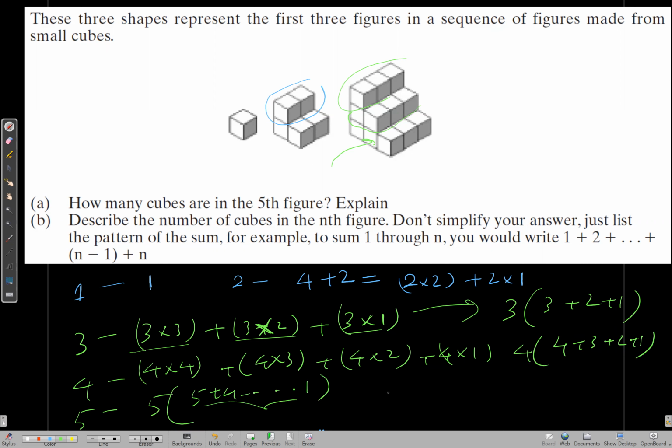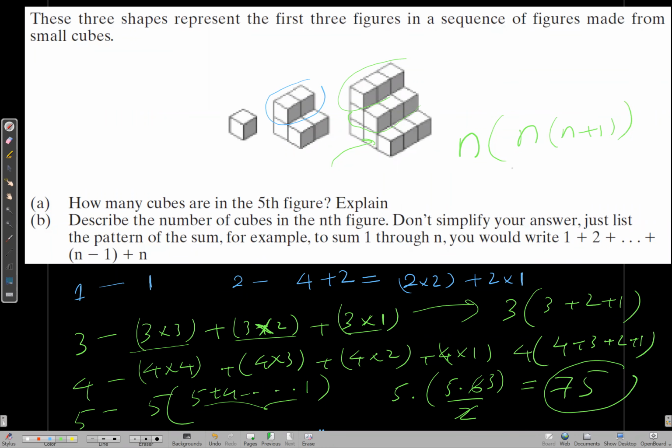And this is n times n plus 1. So 5 times 5 into 6 divided by 2. So I'm getting 75. Now how do I generalize? N into n plus 1 plus 2 plus all the way up to n. So n into n plus 1 over 2. That is the answer.